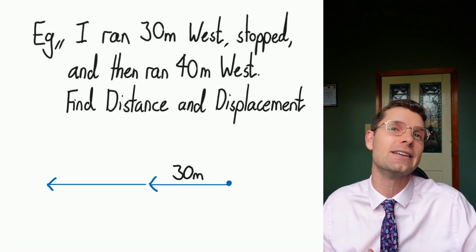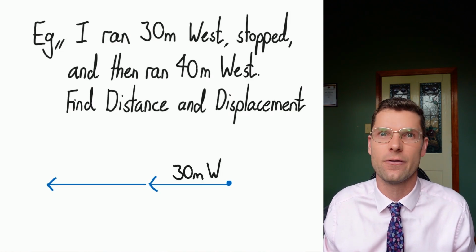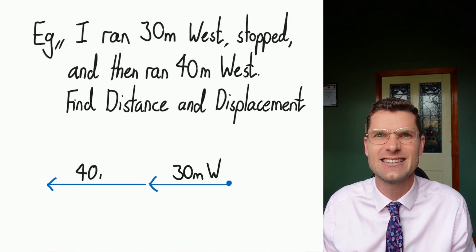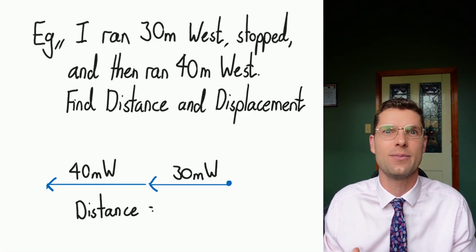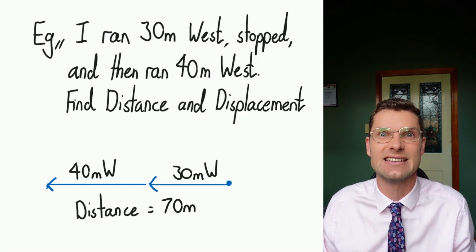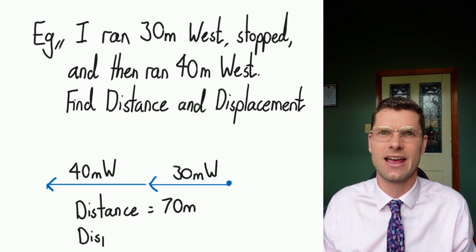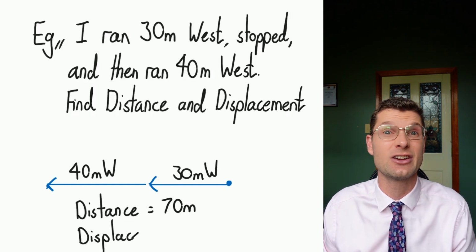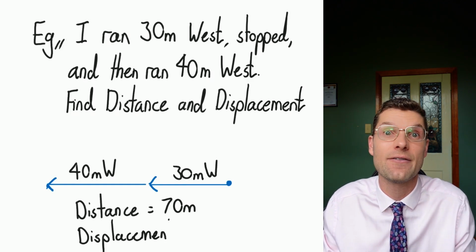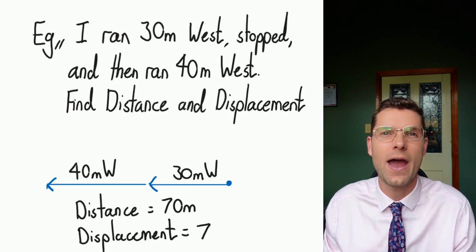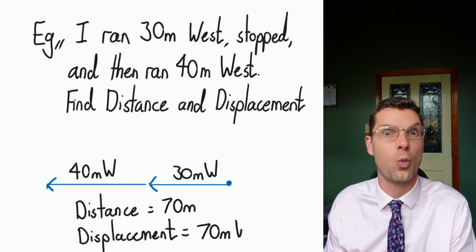Then I stopped and continued in the same direction for another 40 meters. My distance here is pretty simple. I went 30 meters, I went 40 meters, so I did 70 meters in total. You might be thinking, oh, well, the displacement's exactly the same. You just went 70 meters in the same direction, and you would be correct. It's 70 meters still. But I do have to write that I went 70 meters west.